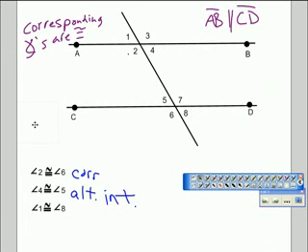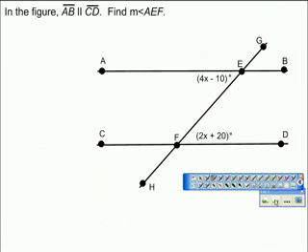The last case, angle 1 and angle 8. How are they related to one another? They are alternate exteriors. Alternate exterior is also another angle congruence. If a set of parallel lines are cut by a transversal, then the alternate exterior angles are also congruent. So now we're going to start putting this stuff all together.